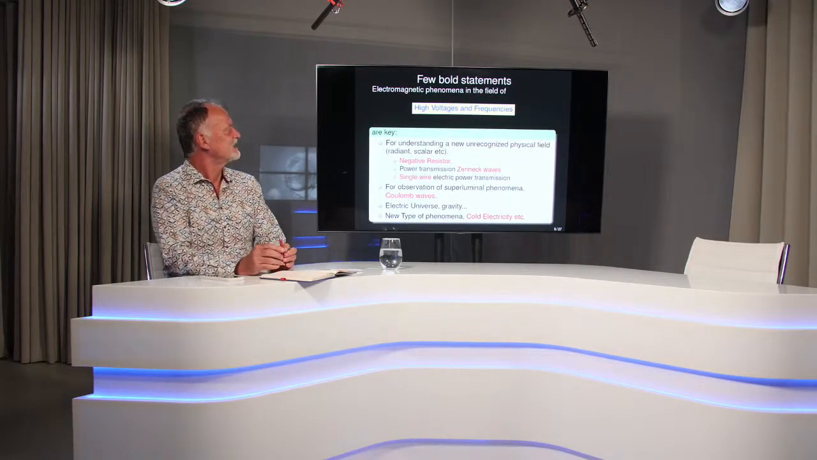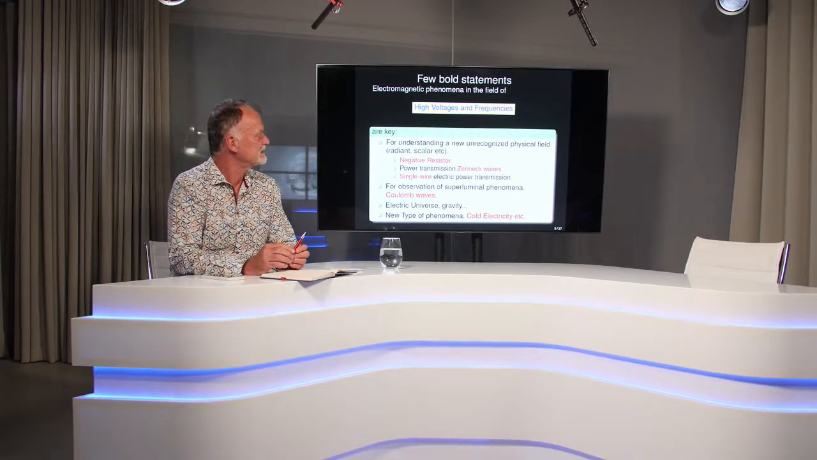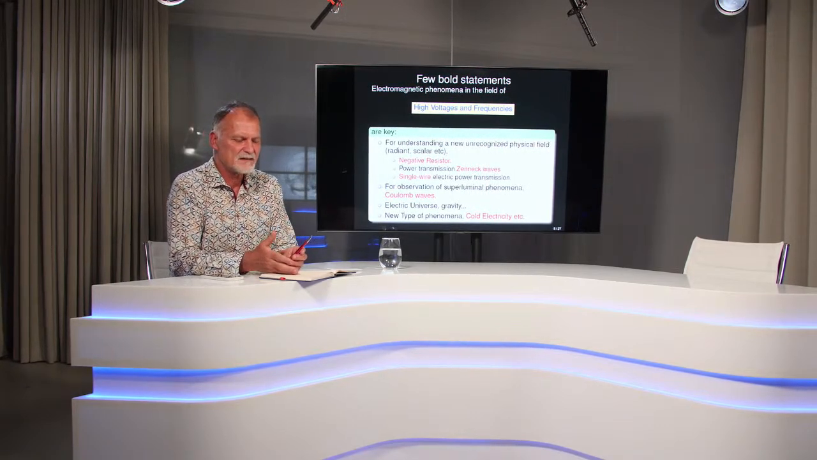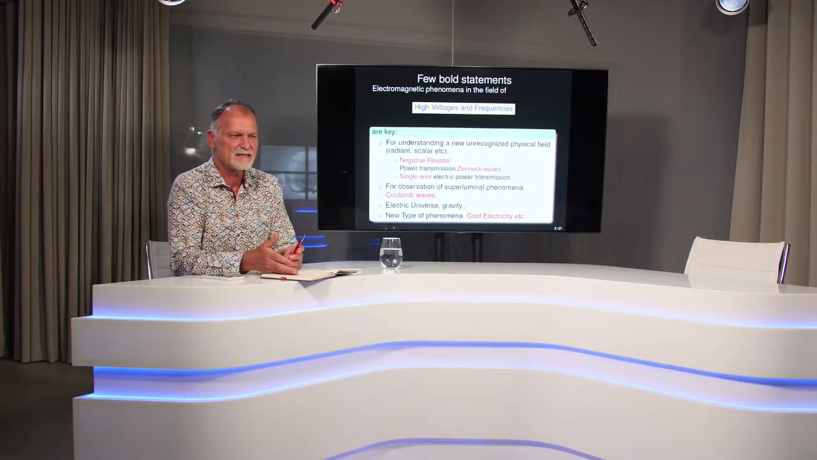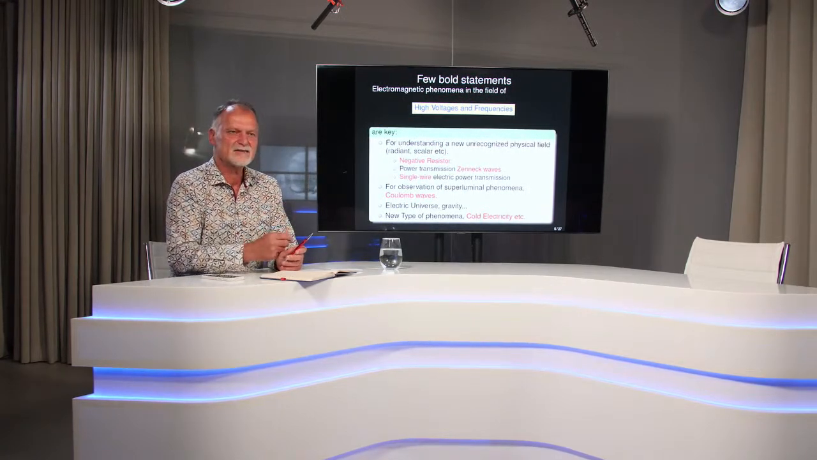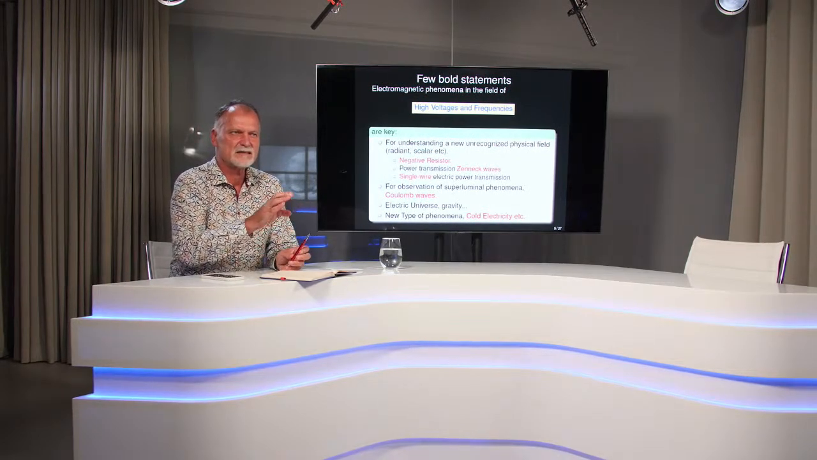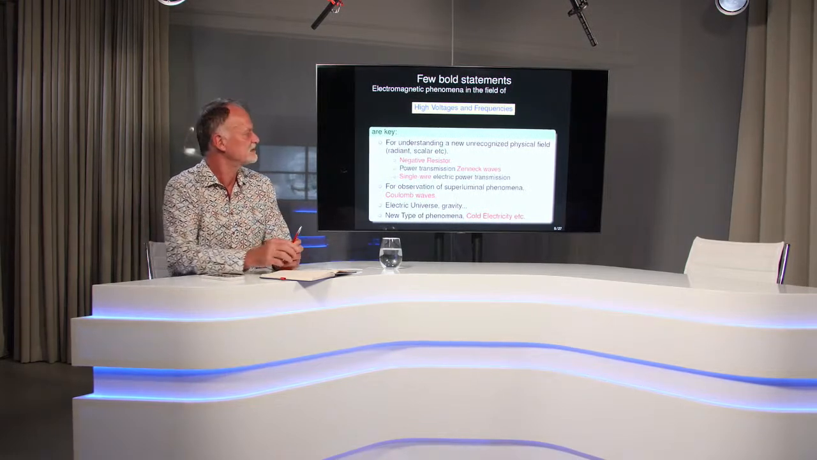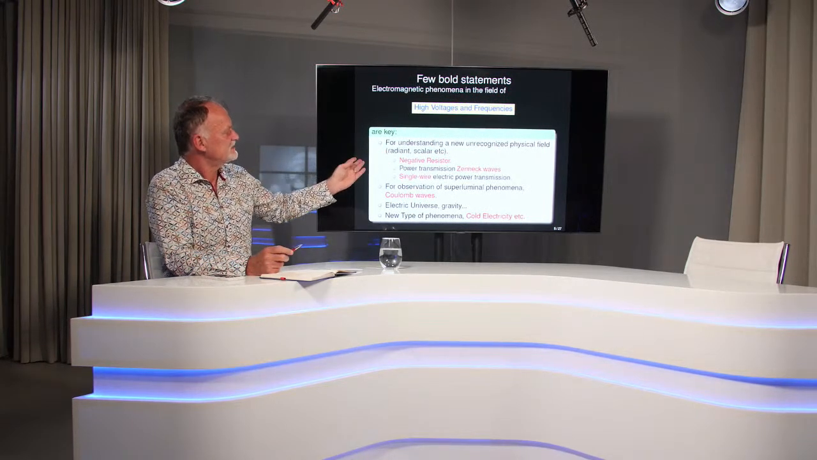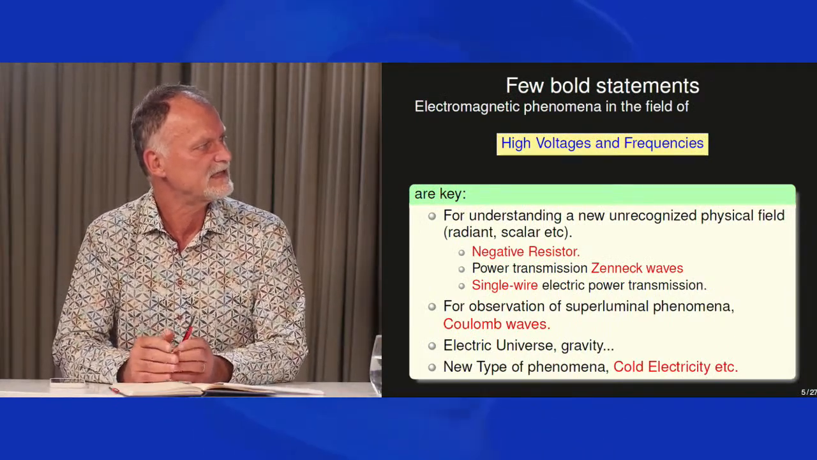A few bold statements, right? Electromagnetic phenomena in the field of high voltage and high frequencies are key to understanding this new physics. I think in the region of high voltage and high frequency, there are really many new phenomena which are difficult, or in my opinion impossible, to accommodate into the current classical electromagnetic theory. So there is a yet unrecognized physical field which Tesla called radiant, or nowadays we call it scalar, etc.